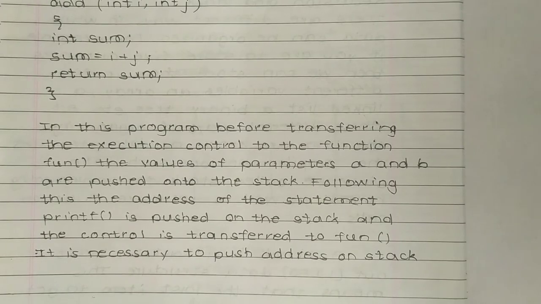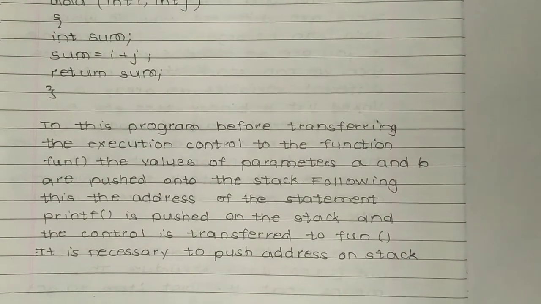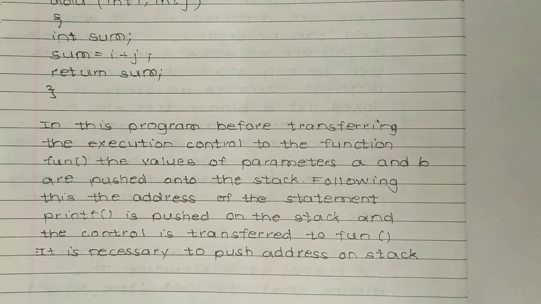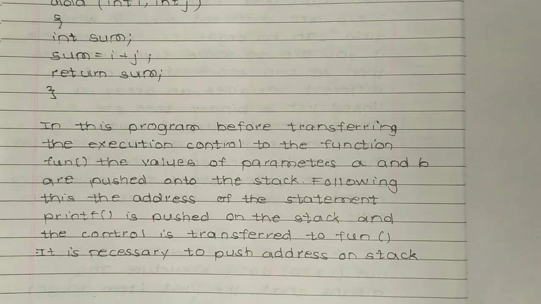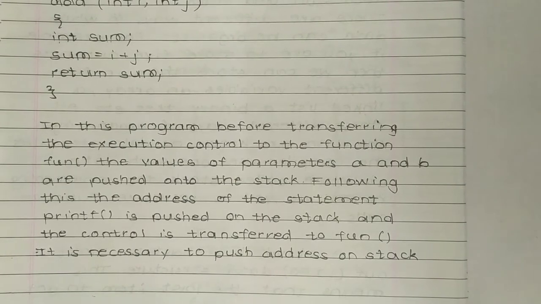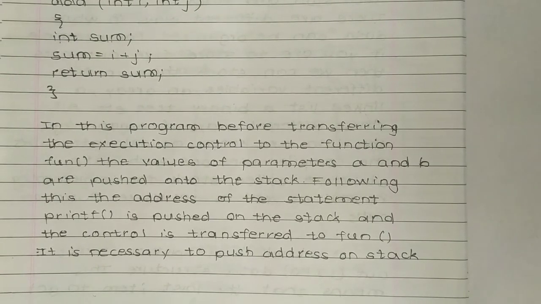That means the values of a and b were told to the program, that is, the value of a was 5 and b was 2. That was told before the addition function. So after telling those values 5 and 2, then the control is transferred to the function, that means add. So control is transferred to add.